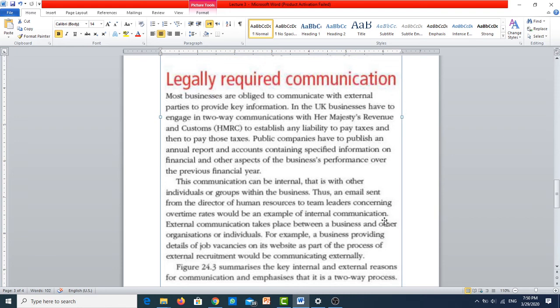And this communication can be internal, like with individuals or groups in your business. You have to send different emails to your HR director or your team leaders concerning overtime rates, like the rates changing day by day or after some time for the product or anything else. So it is necessary that you communicate with them. So it's all about communication.